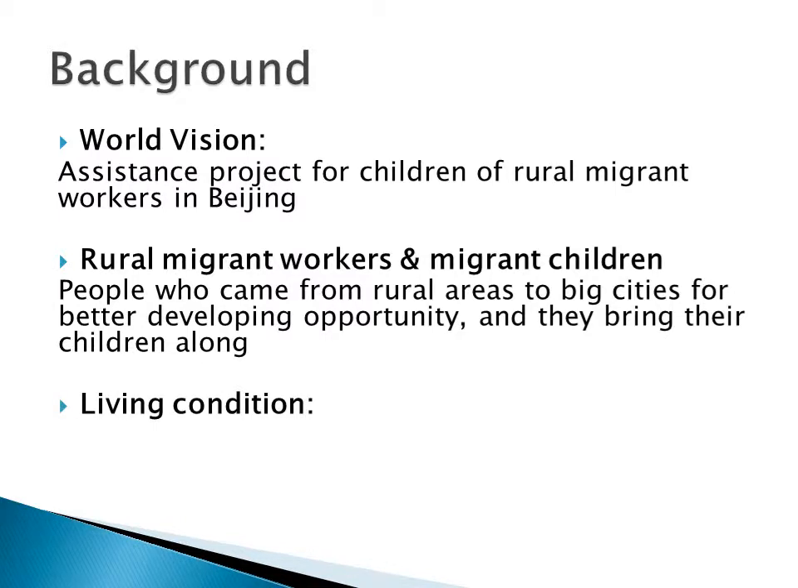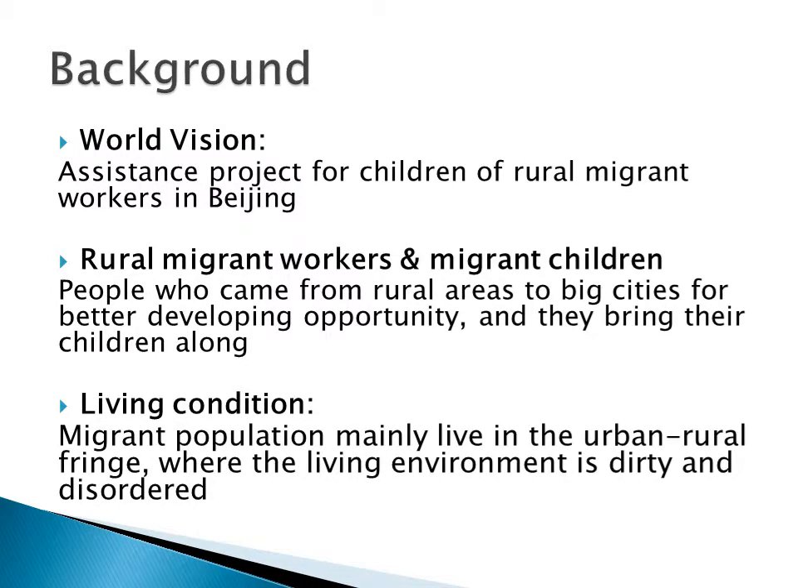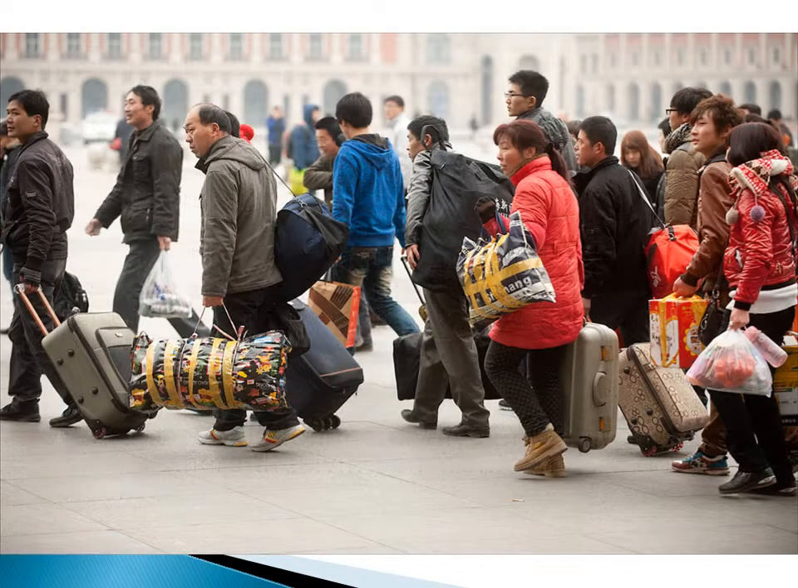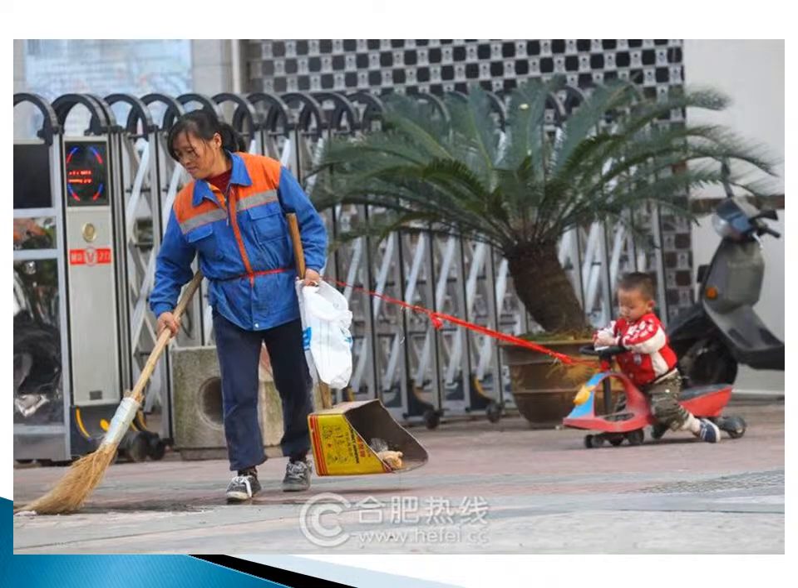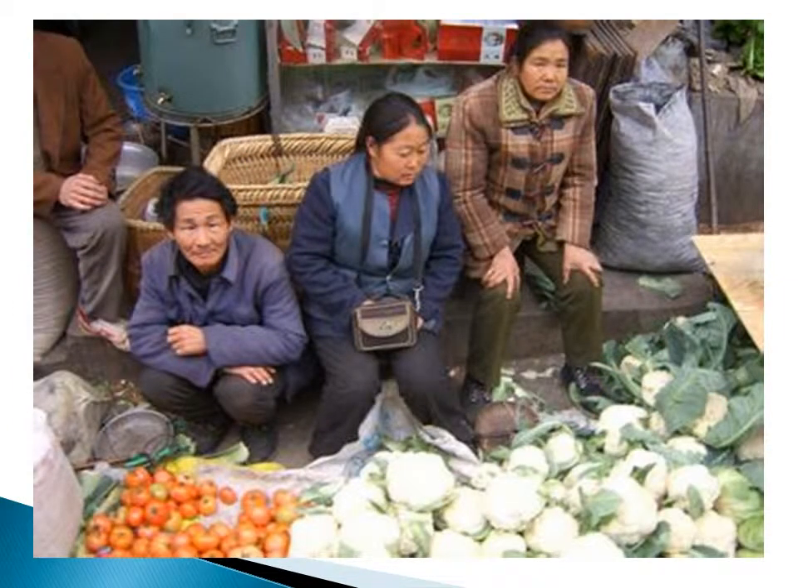Moreover, the migrant population's living condition is very bad. They usually live in the urban-rural fringe area because of cheap rent, and their living environment is very dirty and disordered. Most of the rural migrant workers have low income. Work they usually do in the city are construction workers, janitors. Some of them run small businesses like selling vegetables.